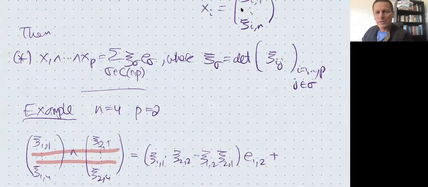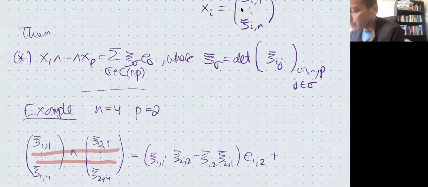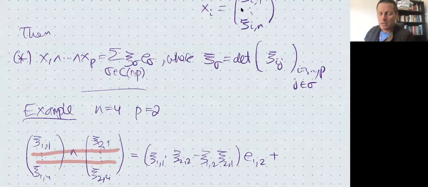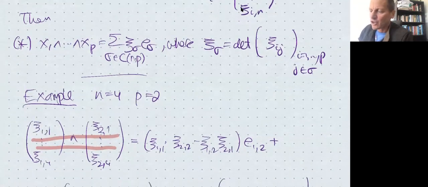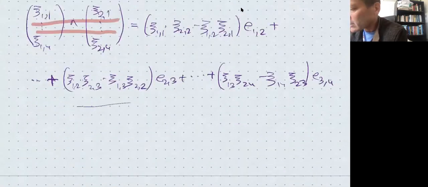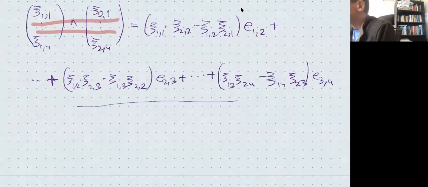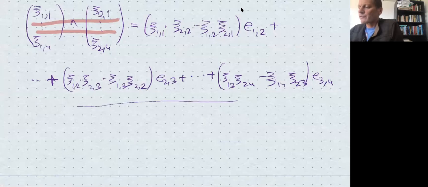Is this clear? This is how you compute. This is sometimes called working with the Plücker coordinates, this fancy word. The Plücker coordinates you get by doing these determinants of all minors to get the coefficients of the product. So let's prove this formula. This is just a formal computation.